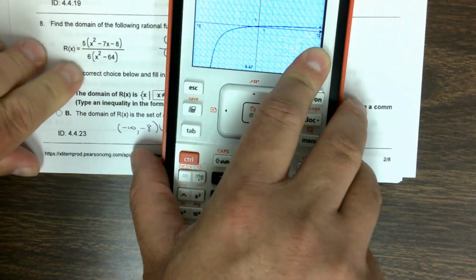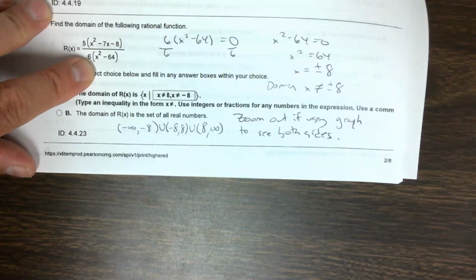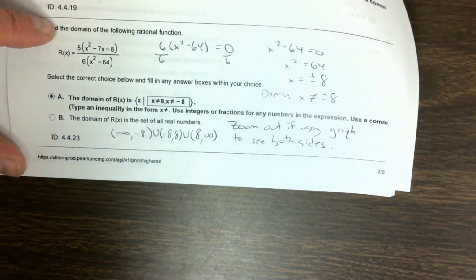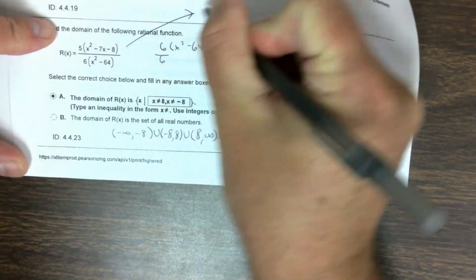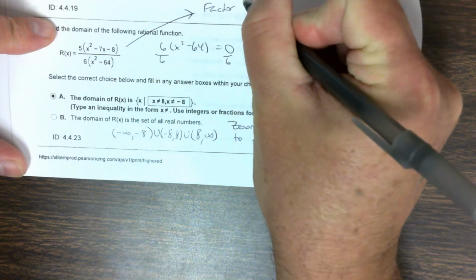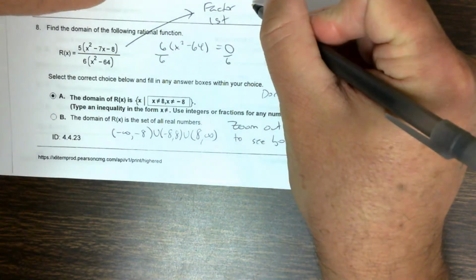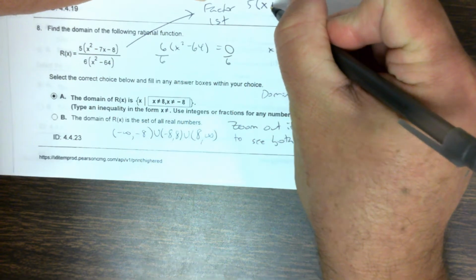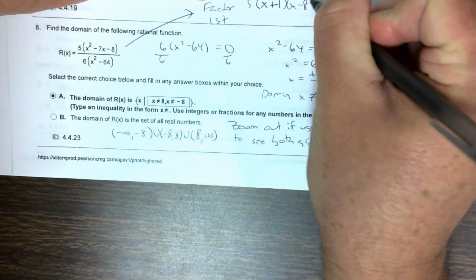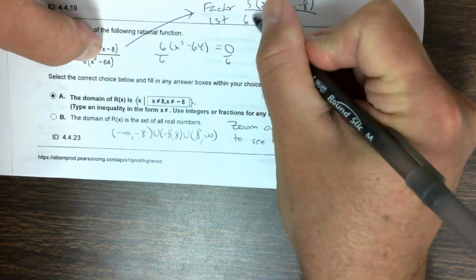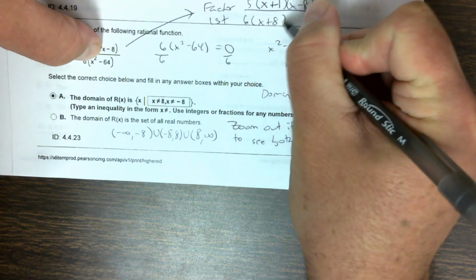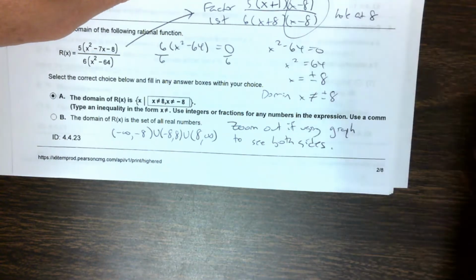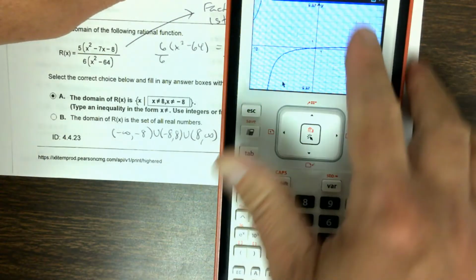Now, what you might need to do is factor. Sometimes, if you want a set pattern, they may say factor it first. So that would be factored in the numerator to x plus 1, x minus 8. And the denominator would factor into x plus 8, x minus 8. So then you can see that you would have a hole at 8. So it's not actually a vertical asymptote, it's just a hole.